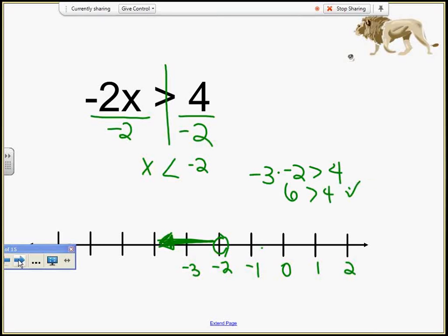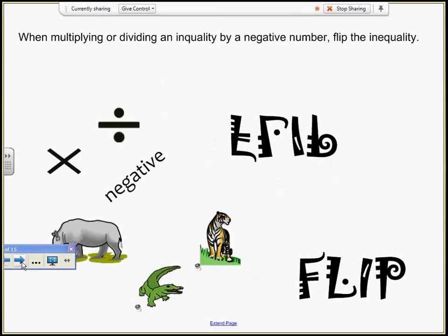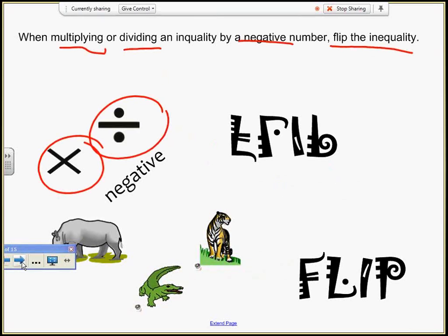So there's a big rule that you need to remember. The big idea for today is, when you're multiplying or dividing by a negative, you have to flip the inequality. Okay? So when you are multiplying or dividing by a negative, you have to flip the inequality.